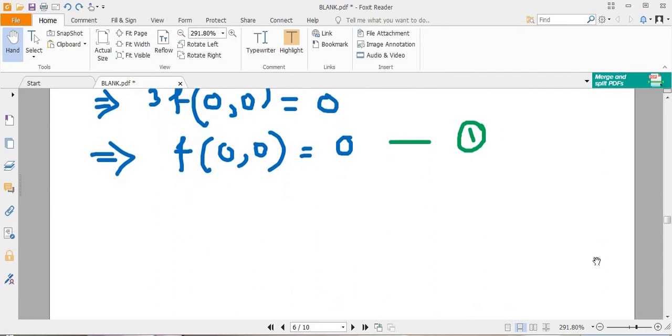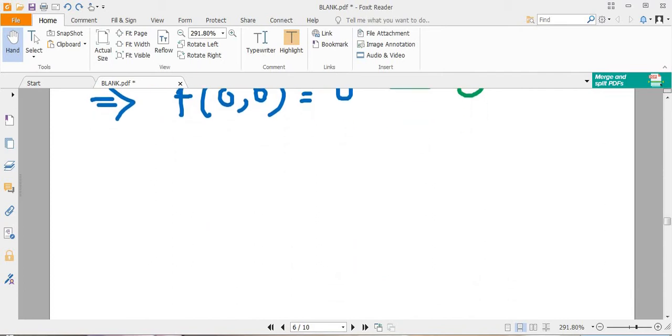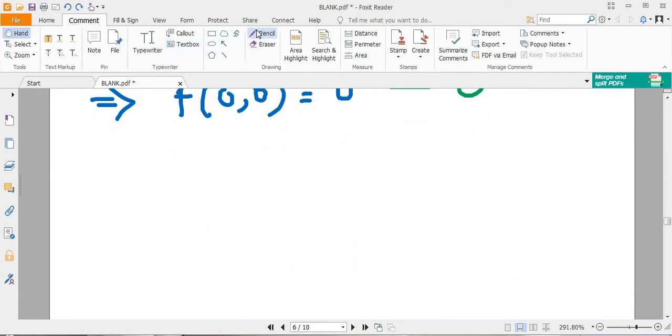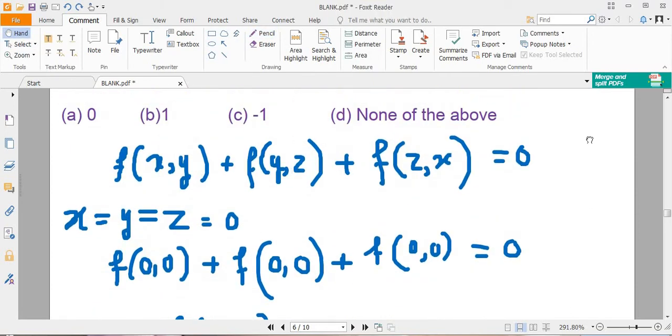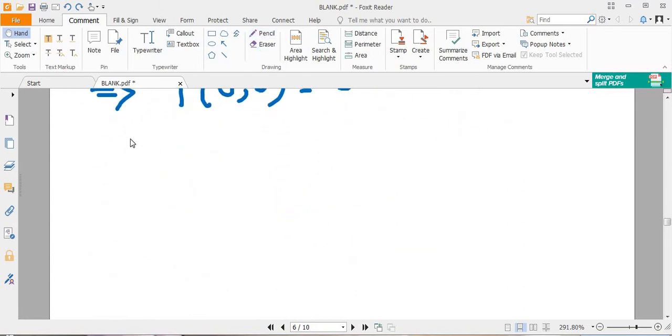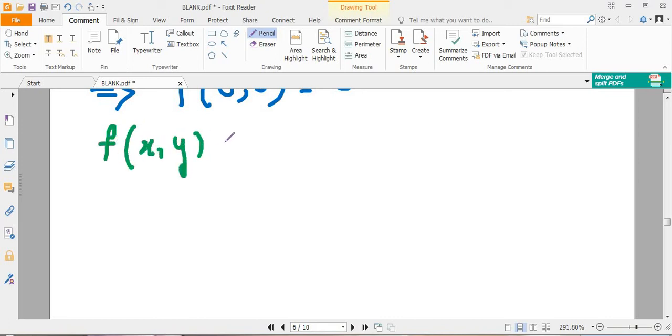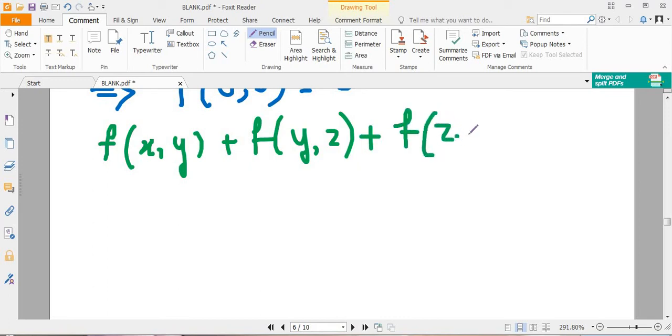So what we can do is write this expression again. Let's check once again, we had f(x,y) plus f(y,z) plus f(z,x) equals 0. That is what we had, and that is what I had highlighted in yellow.